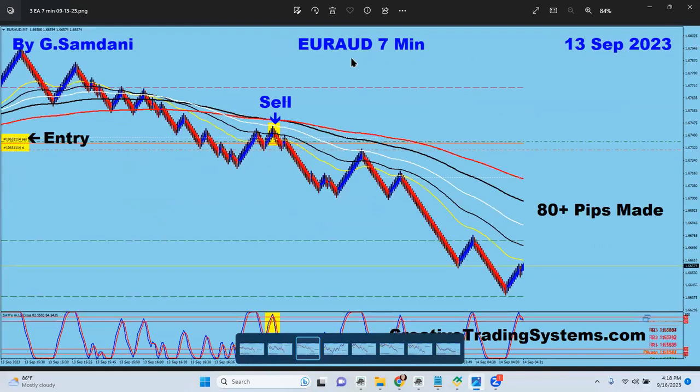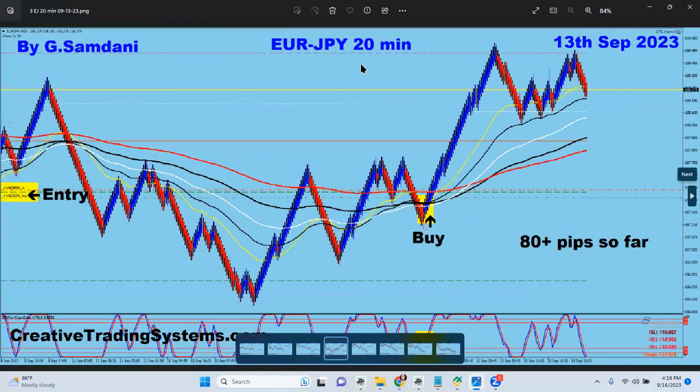And then September 13, EUR-AUD again. The first one was from here, and the other one is from here. This is from the 7-minute chart. It is all the way down here for 80 pip. And then you can see here Euro-Yen going to the upside. Yen was weak, and it's for 80 pip.